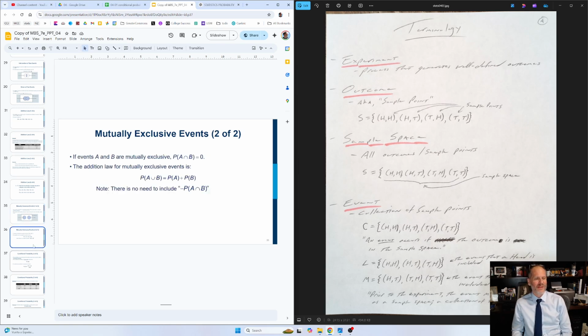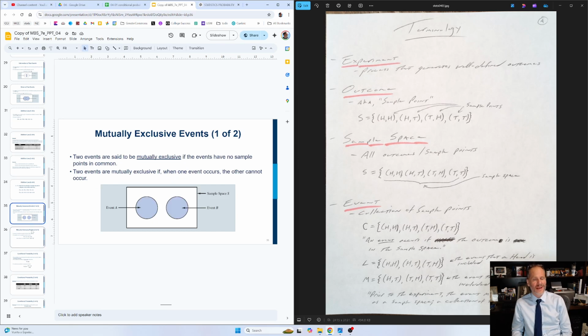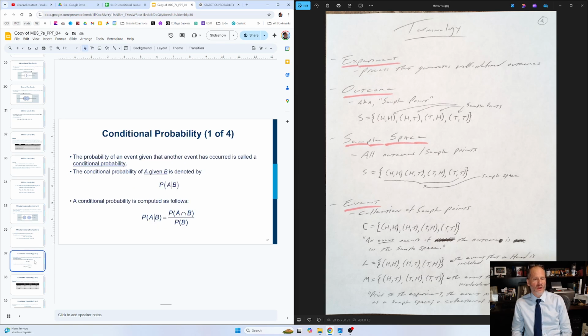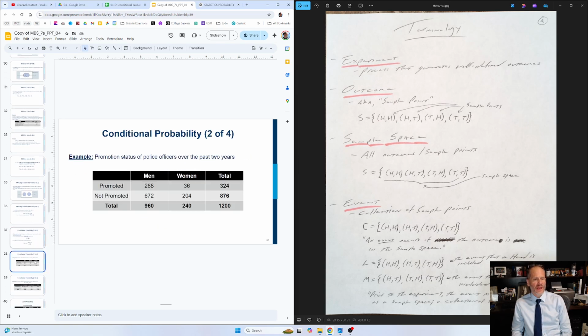And now that we have that framework for thinking about a sample space and events, which are subsets of a sample space, we're going to learn about conditional probability. And the best way to understand conditional probability is first just to look at this table.